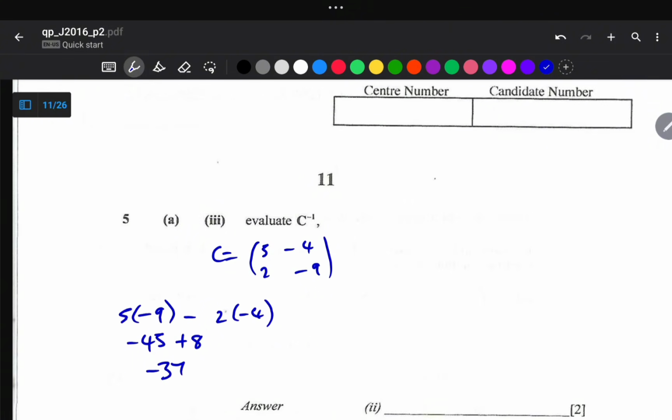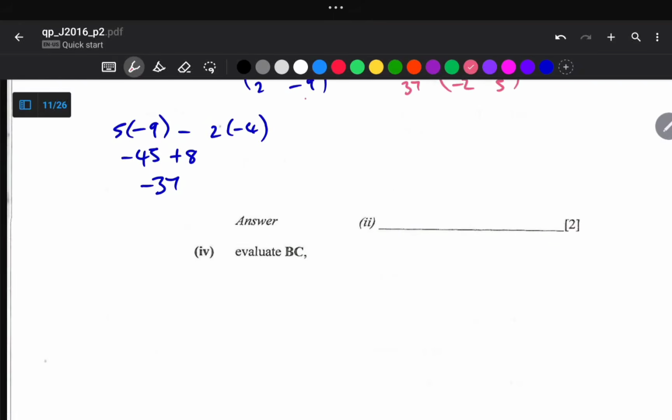So our inverse is -1/37, and we are going to interchange 5 and -9. So -9 goes here and 5 goes here, so this gives us -9 and 5. And for 2 and -4, we are going to multiply them by -1. So -4 multiplied by -1 gives us 4, and 2 multiplied by -1 gives us -2. So this is our answer, the inverse of C.